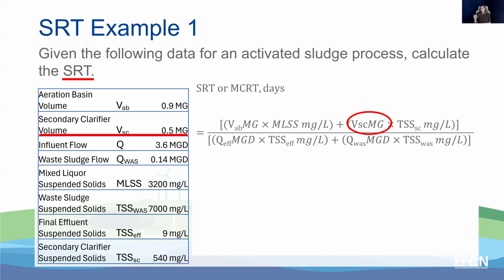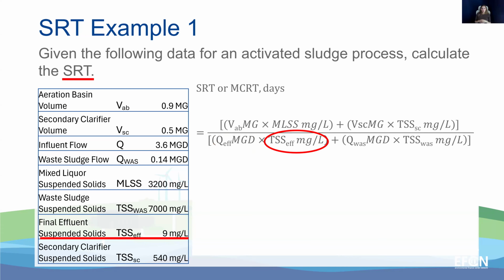The secondary clarifier volume is given as the second line in our data set. And then it's signified in the data set that we have the suspended solids for the secondary clarifier, so that's what we plug in for our TSS sub SC. The flow of the effluent is going to be considered to be the same as the influent flow, since we're not getting any information about recirc rates or anything like that.